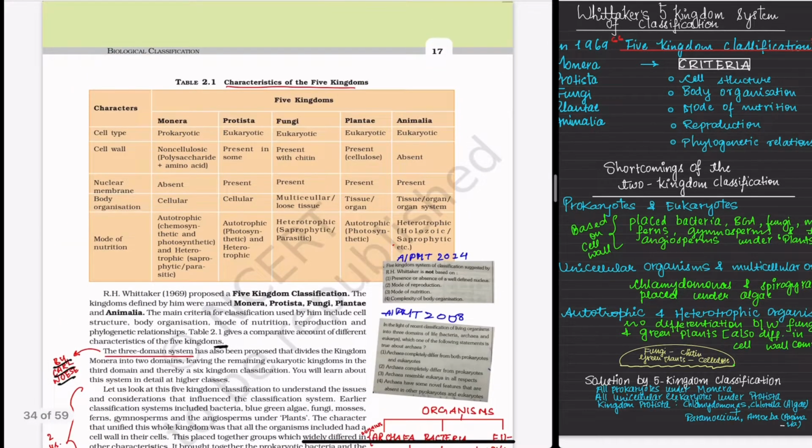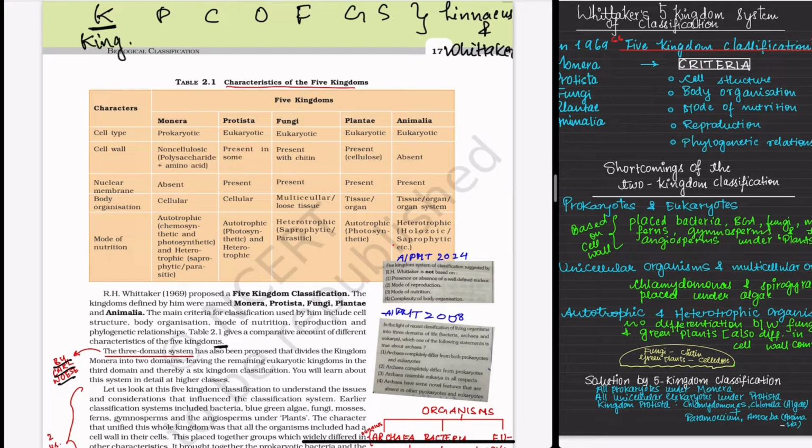We know that the two kingdom system of classification by Linnaeus, and again Whittaker, both followed the system of kingdom, then comes phylum, or division in case of plants, then class, then order, family, genus, and then species.